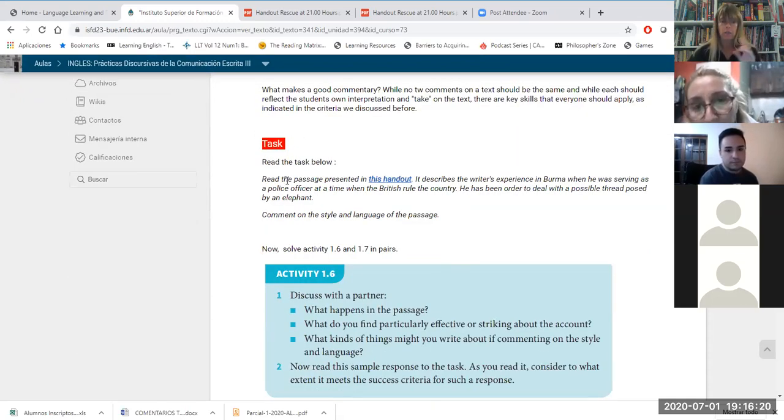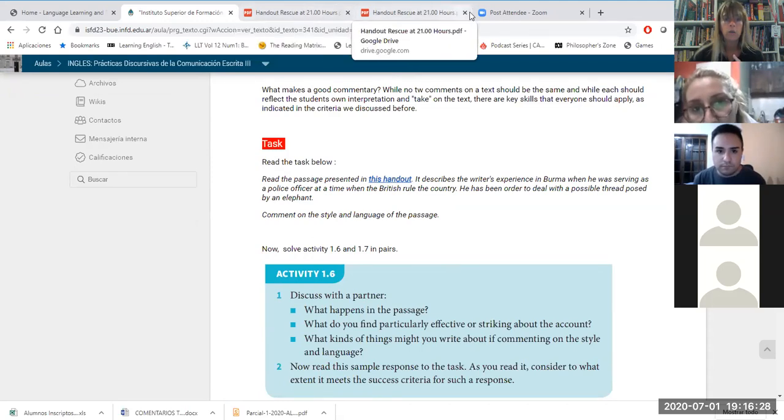So let's do this. Let's read the task. It says, read the task below. It says, read the passage presented in this handout. So you go to the handout, sorry.